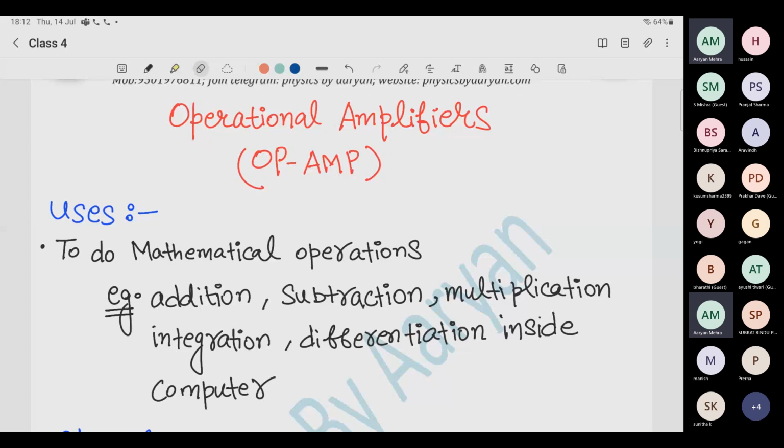So the full form of OPAMP is operational amplifier. Operation means mathematical operation, and amplifier means the device which amplifies the signal. Amplifies the signal means if you put 2 volt, it will make it 4 volt or maybe 10 volt or even more than that. And operation means multiplication, subtraction.